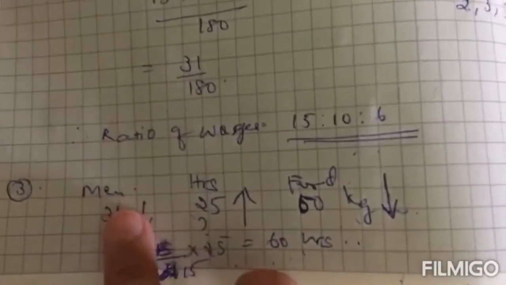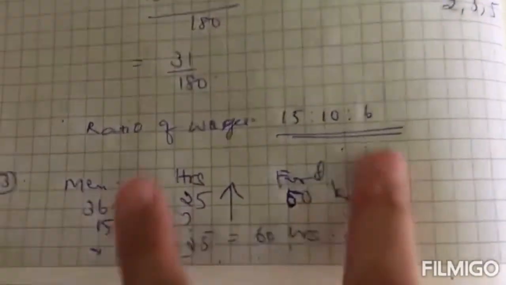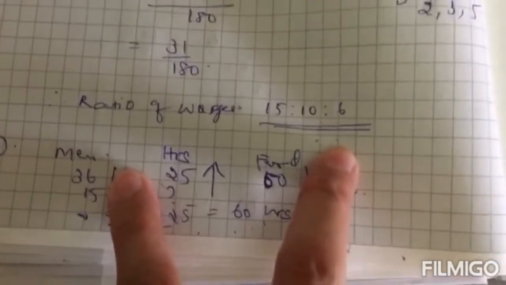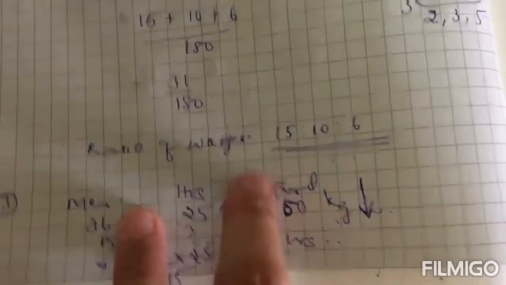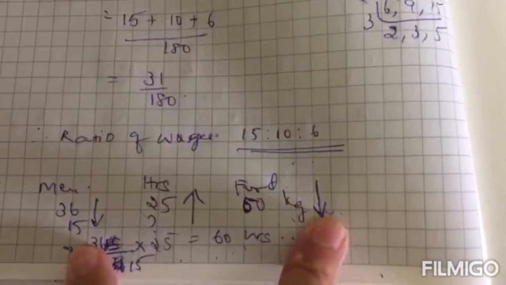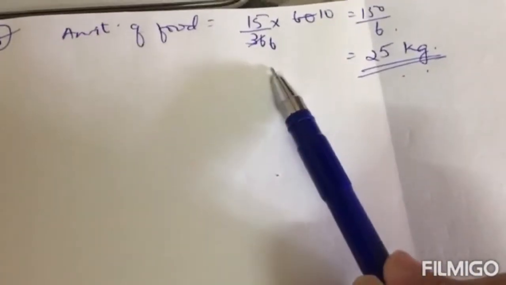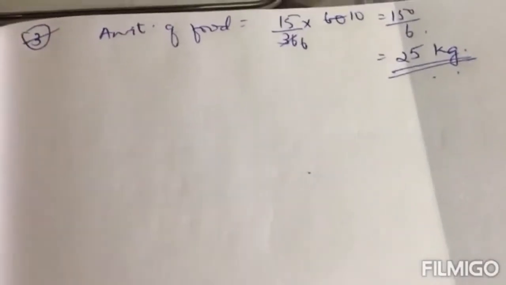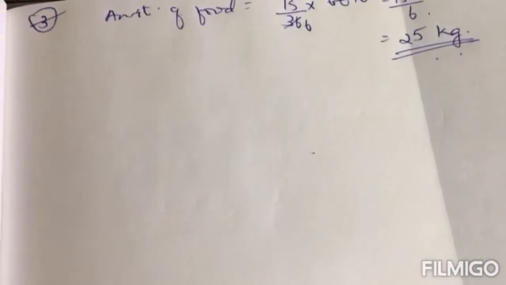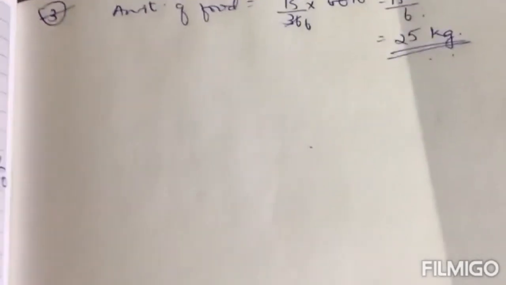So when the given item and the to be found item move in the same direction, either down or up, it is called direct proportion. But if the given item and the to be found item move in different directions, it is called indirect proportion. So in case of direct proportion, the amount of food that will be consumed will be 15 divided by 36 into 60, which is 25 kg. We'll see such questions in future, but just keep in mind the difference between direct proportion and indirect proportion.